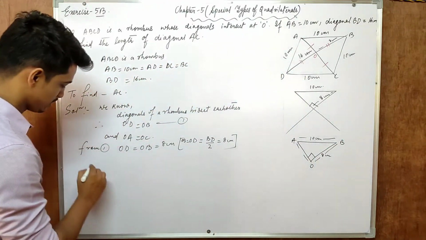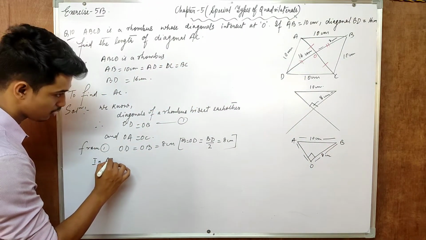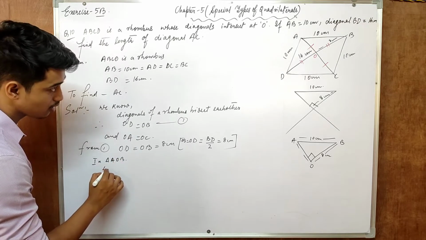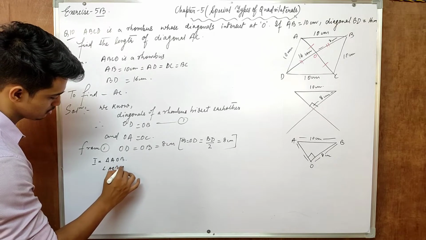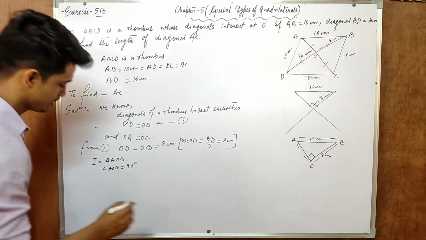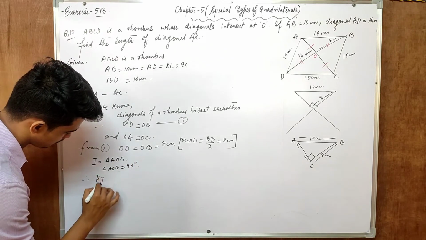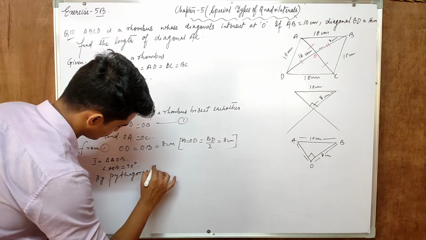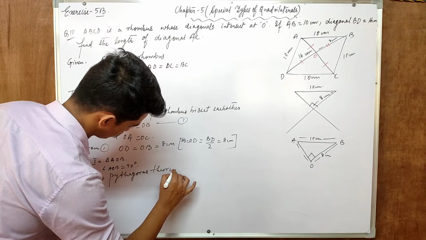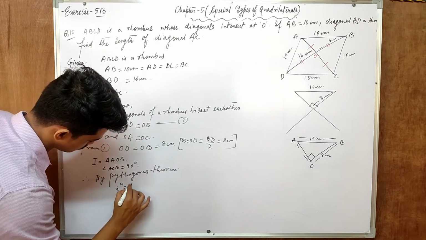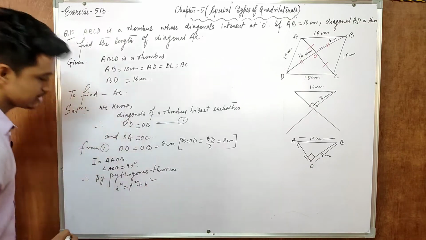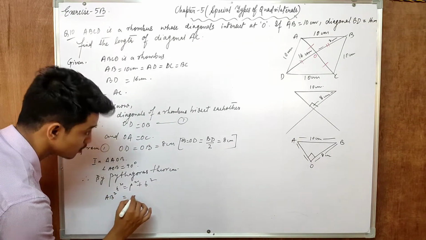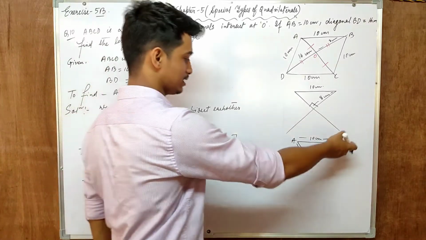Okay. So in triangle OAOB, angle AOB equal to 90 degree, right? Therefore by Pythagoras theorem, h square equal to p square plus b square, that we know, right? So what is h over here? That is AB square. So AB square equal to, either you can take this one and this one.